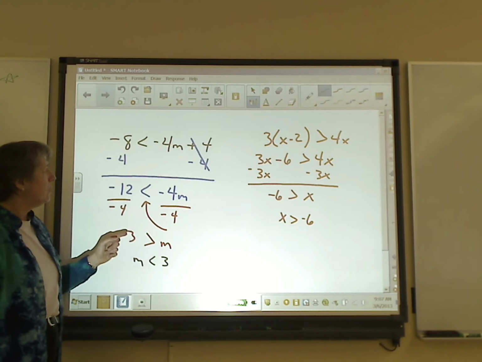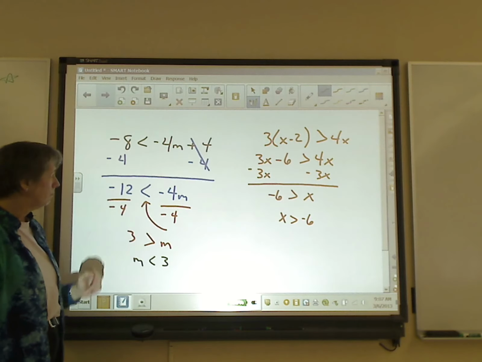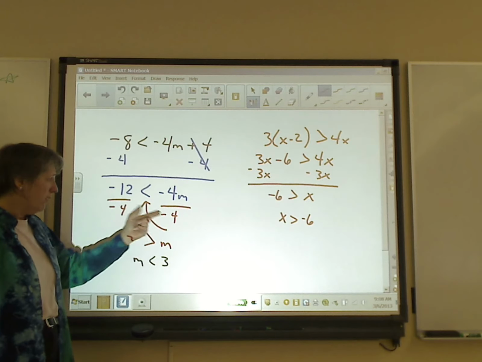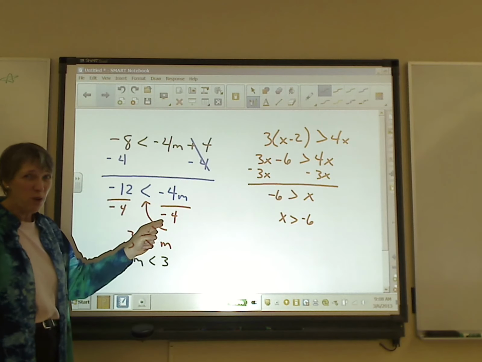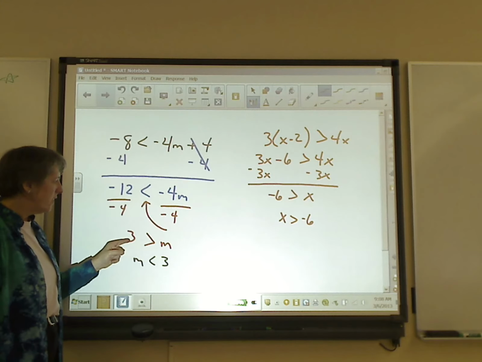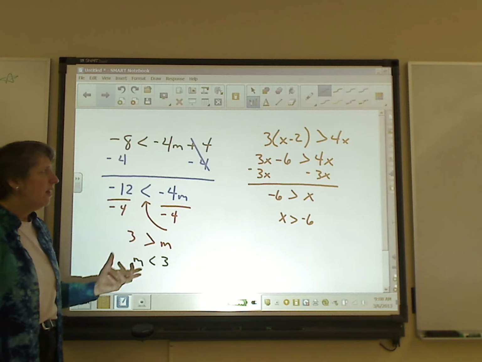Here, you subtract 4 from both sides because we want to isolate the variable. We get negative 12 is less than negative 4n. We divide both sides by negative 4. When we divide or multiply by a negative, we have to flip the sign. 3 is greater than n, but we can use the flip property and write n is less than 3 and rewrite it this way. It doesn't matter either way.